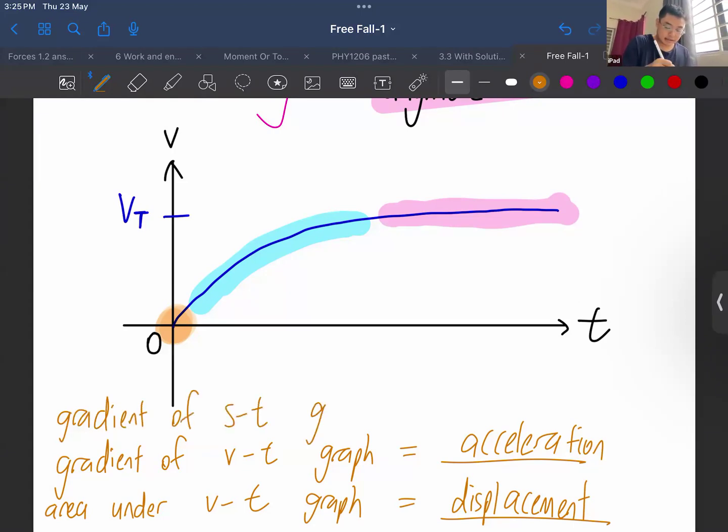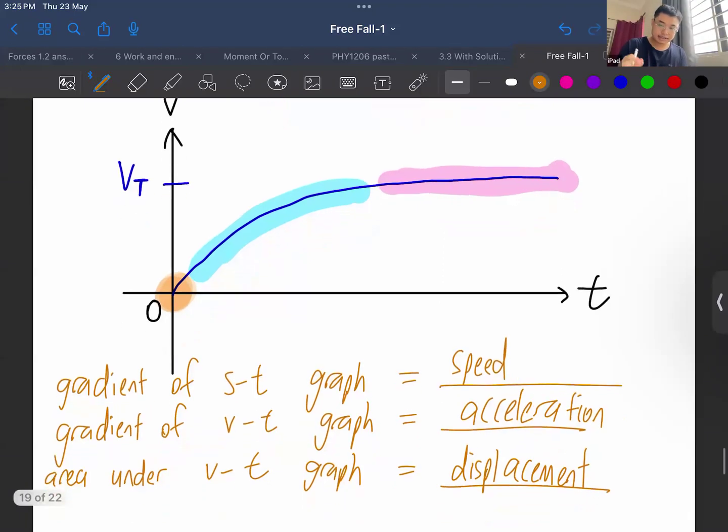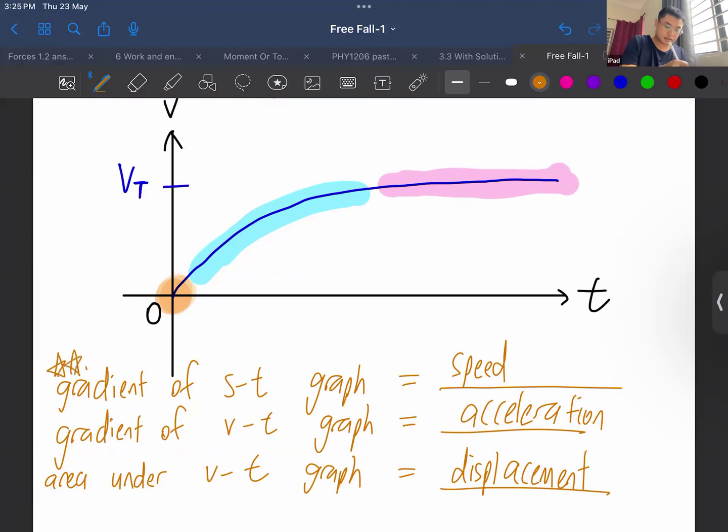Gradient of distance time graph is what? Speed. Okay. Help me to jot down this. Last time, if you still remember, I put 3 star because I said that this is the most important formula that you should remember until forever, right? Okay. But today we only talk about velocity time graph, okay? We didn't even talk about displacement time graph just now, all right?